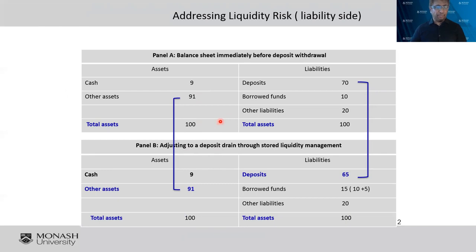Now, this is the next case. We have addressing liquidity risk from the liability side, which means now I have this 70, and this 70 actually dropped to 65 because of withdrawals. I don't touch the asset side. I keep it as it is. I go and touch the liability side, which means I go and borrow. So the borrowed fund, it was 10, now it becomes 15 because I borrowed 5.